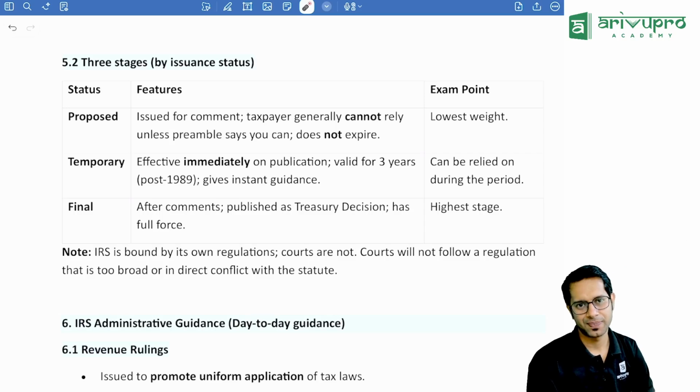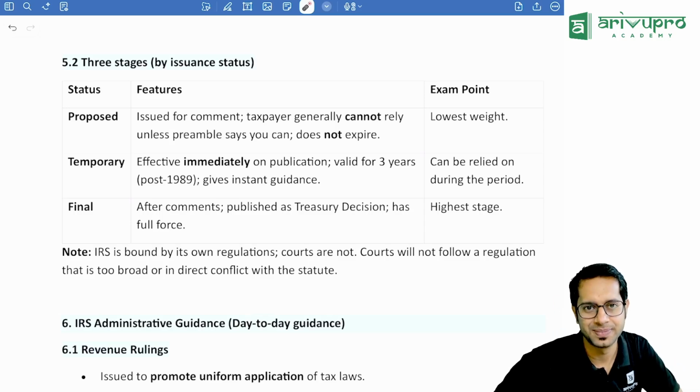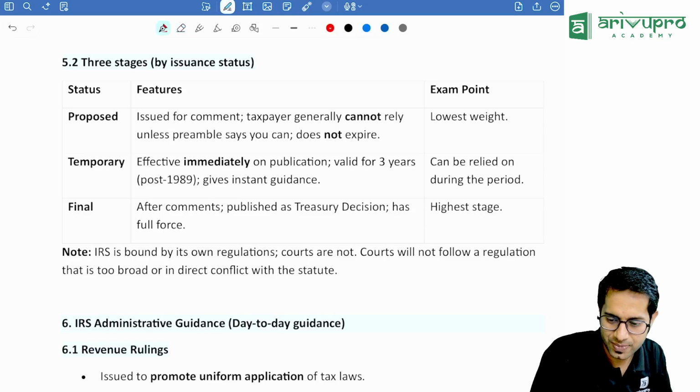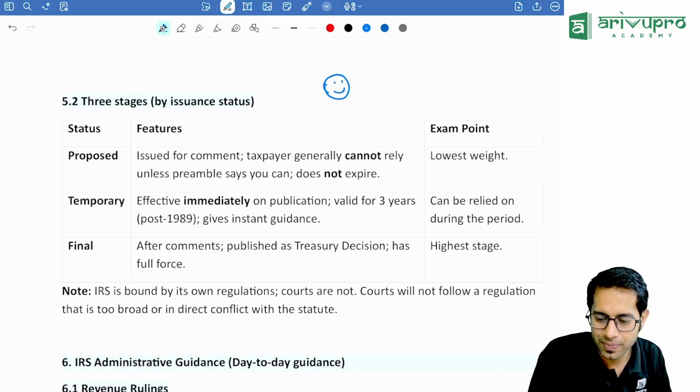Proposed means what, sir? You have put your intention. You have given your comment. You went to that person and you told, hey, I like you.